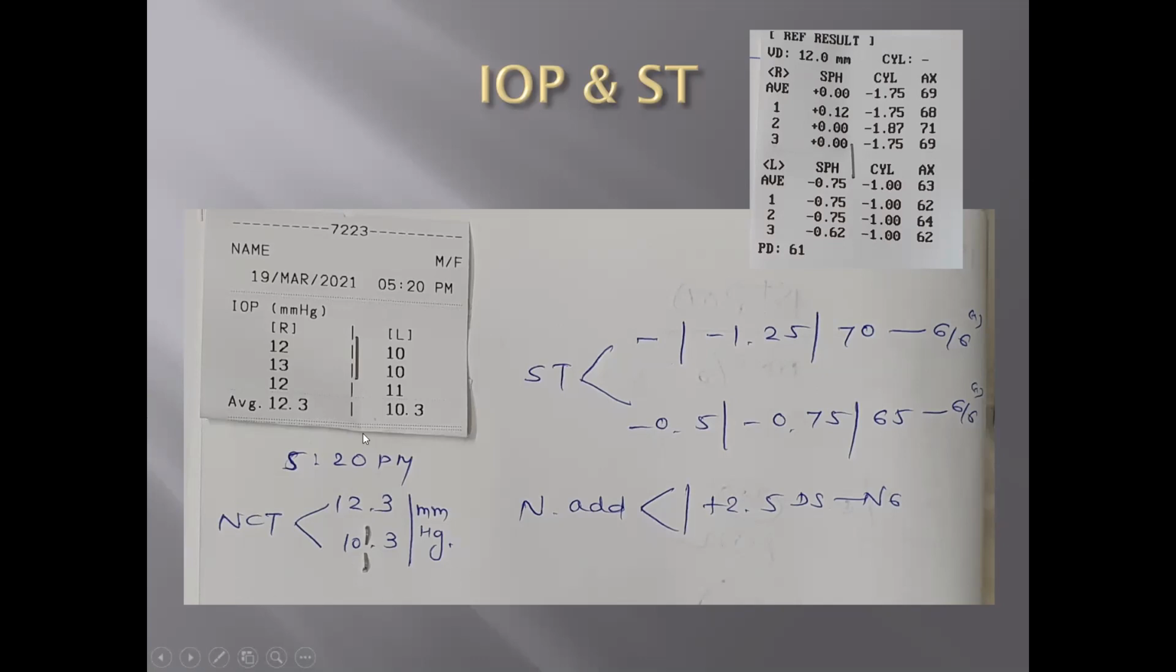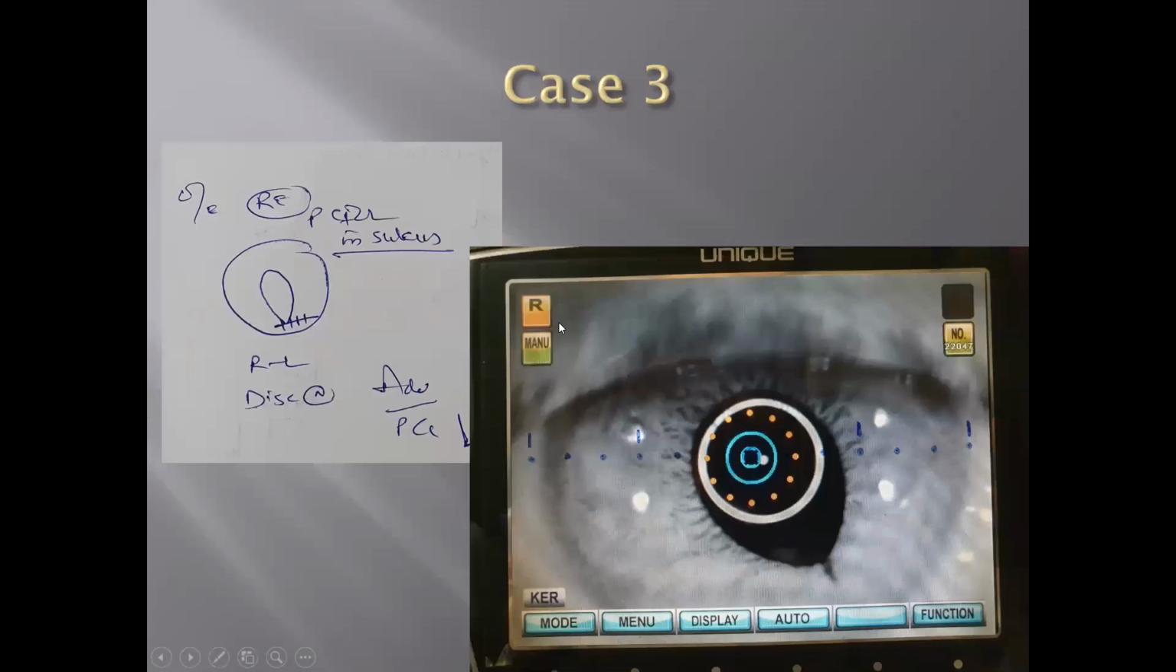So that is the most important point. If your IOP is high, you will not give the final refraction. If your IOP is normal, you can give the final refraction. So this is case number 2. Now let's see some odd cases.